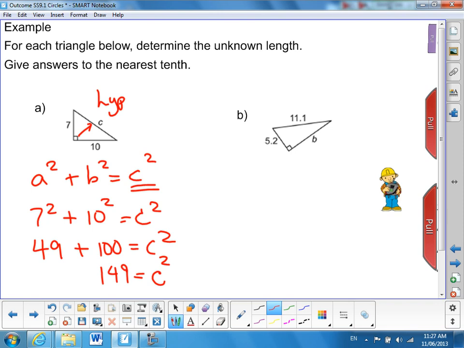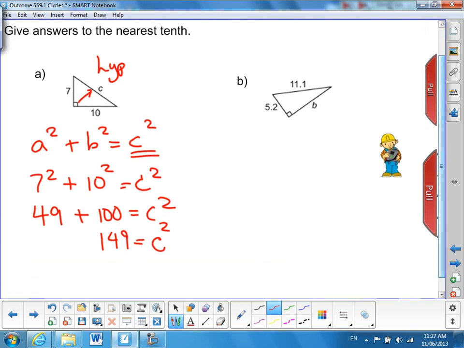Now we need to undo the squaring, so we have to do the opposite. The opposite, for example, of multiplying is dividing. The opposite of adding is subtracting. Well, the opposite of squaring is square root. So if we take the square root of both sides, we will have c equals the square root of 149, which is approximately 12.2. A little dot above an equal sign means approximately.